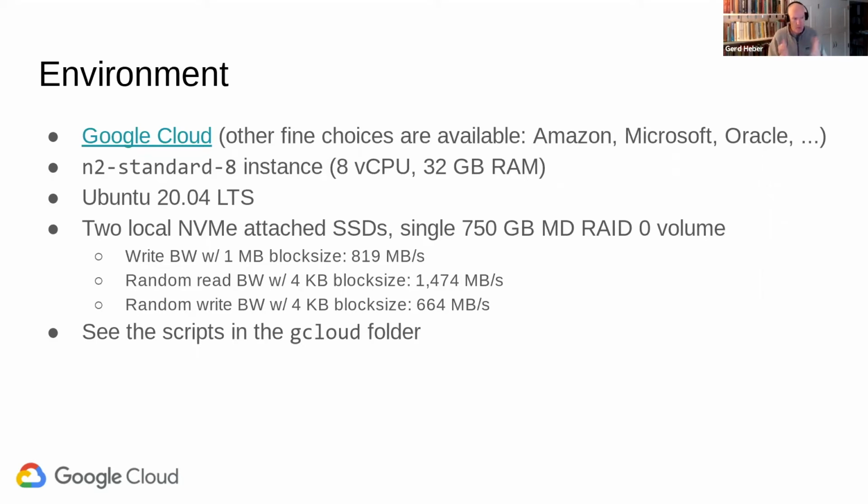You can, with 1 megabyte block size, write about 800 megabytes per second. And then if you drop the block size to 4 kilobytes, you still can read at about 1400 megabytes per second, and you can write at 600 megabytes per second. And in the scripts in the GitHub repo, there is a gcloud subfolder. The scripts, how to create the RAID array and how to start the whole instance, they are all included. So if you would like to repeat this, it's all there.